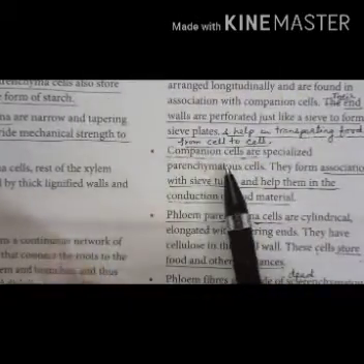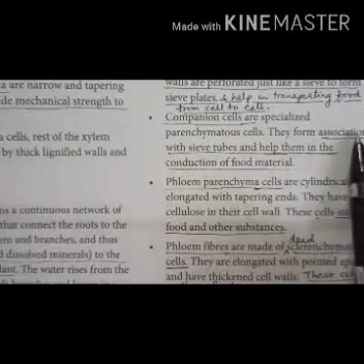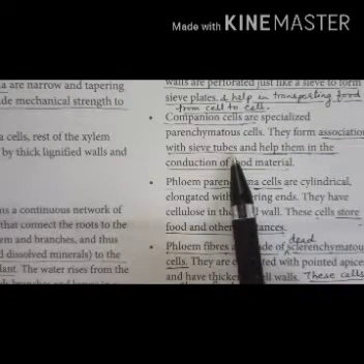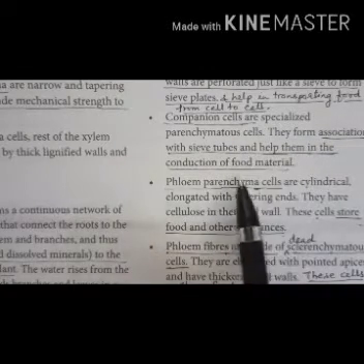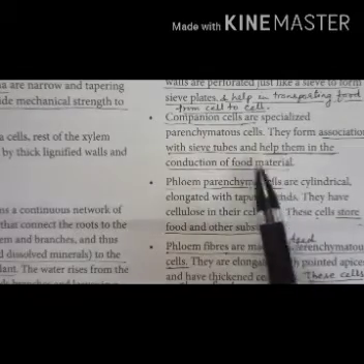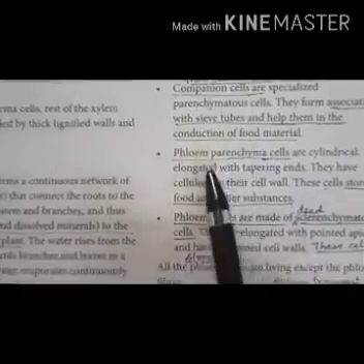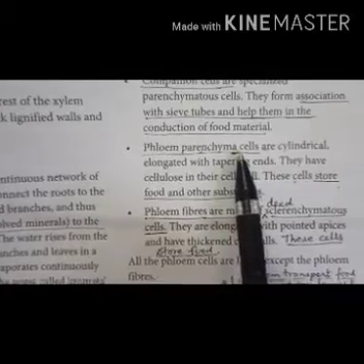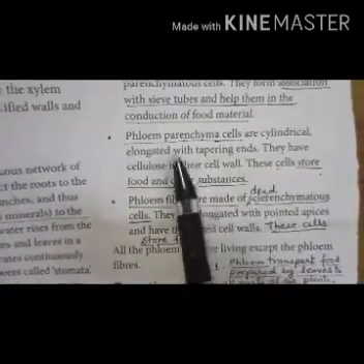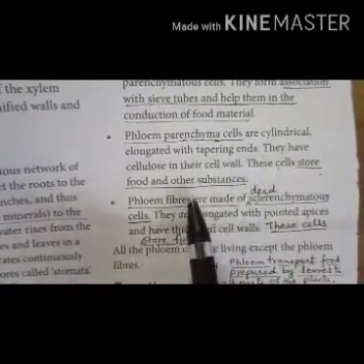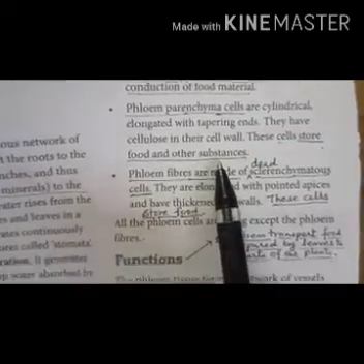Okay, now next is your companion cells. These are associated with the sieve tubes and help in conduction of food material along with the sieve tubes. Now next is your phloem parenchyma cells. What is the main function of phloem parenchyma? They store food and other substances.